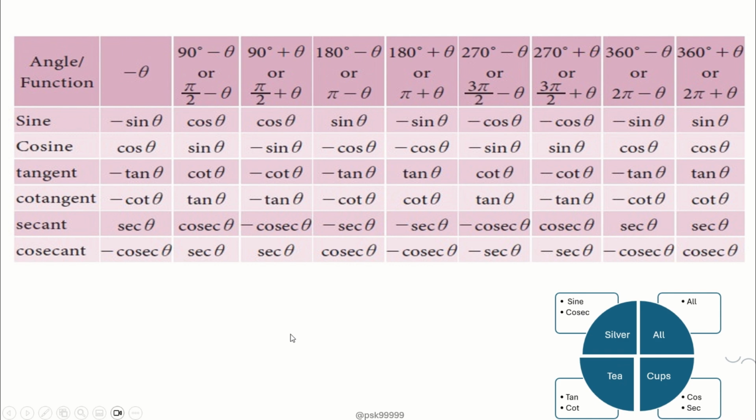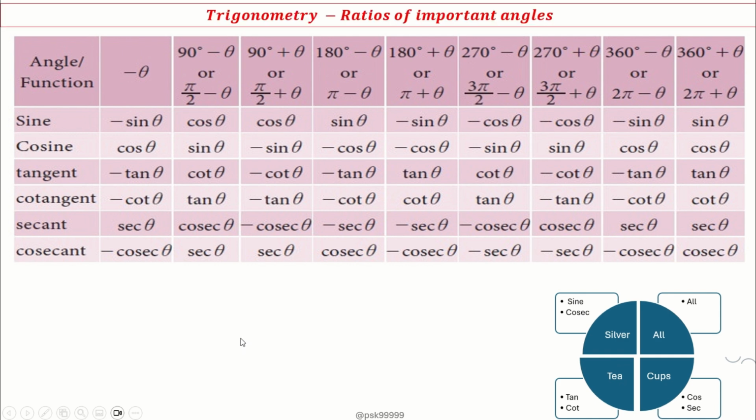Now, when will it change to the complementary ratio? Tan and cot are complementary, correct? Sine and cosine are complementary. Sine theta equals cos of 90 minus theta. Tan theta equals cot of 90 minus theta. Secant theta equals cosecant of 90 minus theta.